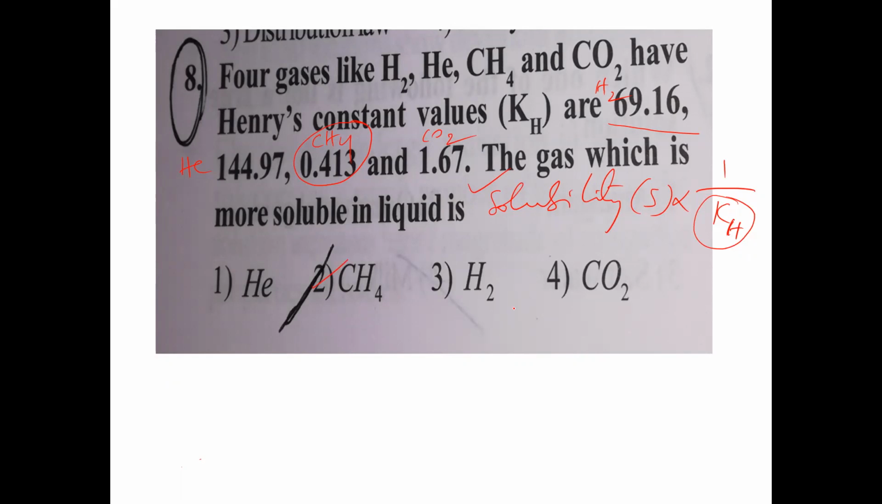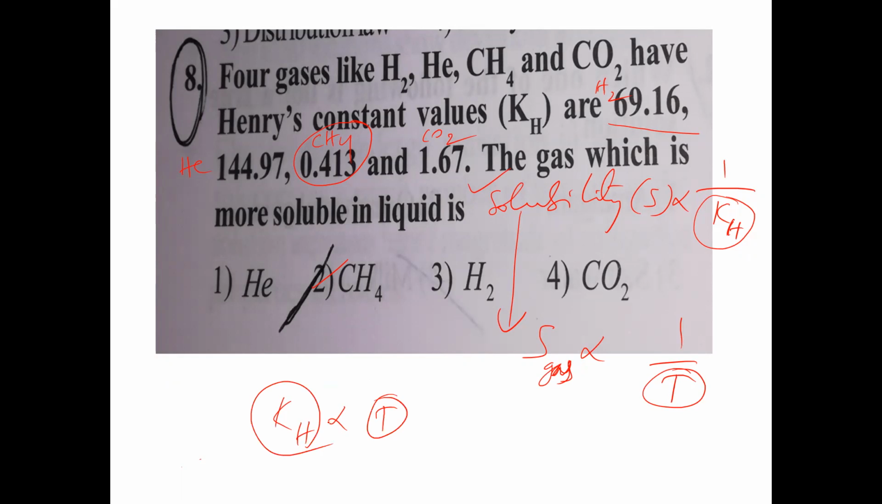And also, solubility is inversely proportional to temperature. Solubility of gas is inversely proportional to what? Temperature. When temperature increases, solubility will decrease. Therefore, we can say KH value and temperature both are directly proportional to each other. When temperature increases, KH value increases for a given gas.